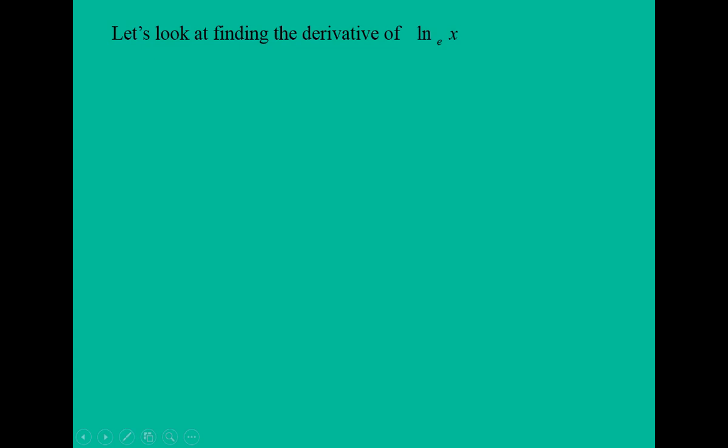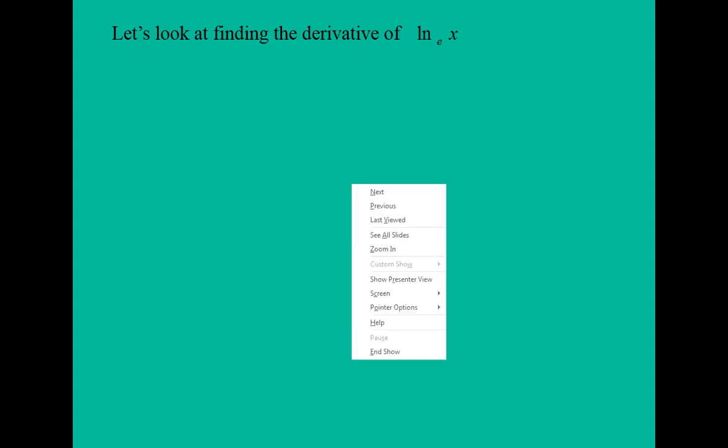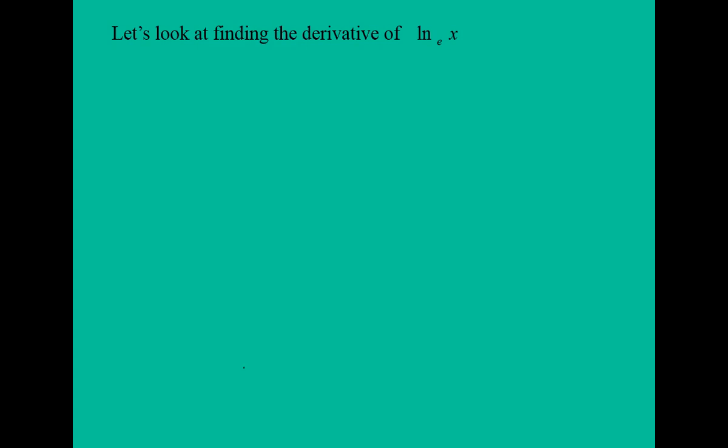Let's do the same with the function ln of x. Now we know ln of x, typically we just write it as y equals ln of x. However, I just wrote it to remind us that the base for the ln is e. So if we switch this into the equivalent exponential form, we'd have e to the y equals x.